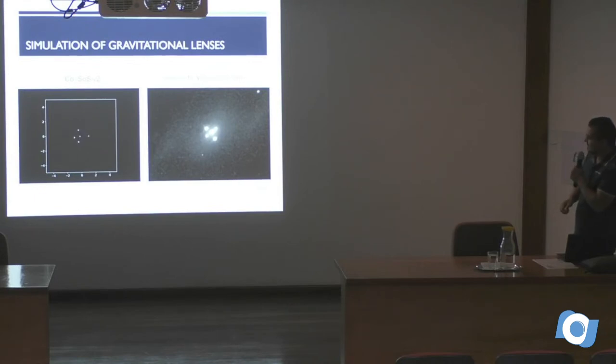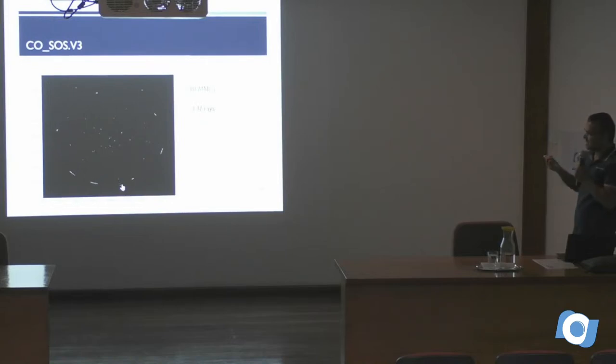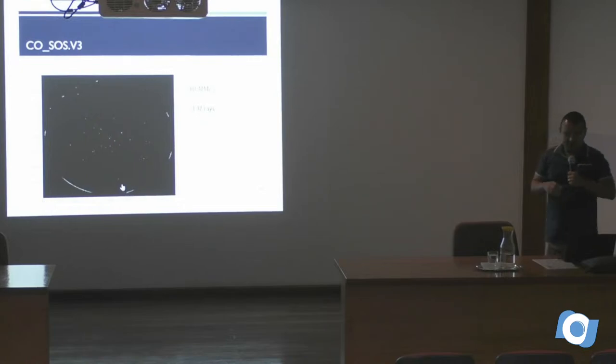This is an Einstein cross, and this is just plain, 40 million solar masses and 3 million rays in the weak region. Okay, so I'm showing you these examples because you can use Kraken for, the only limit is your creativity, okay? Thank you.